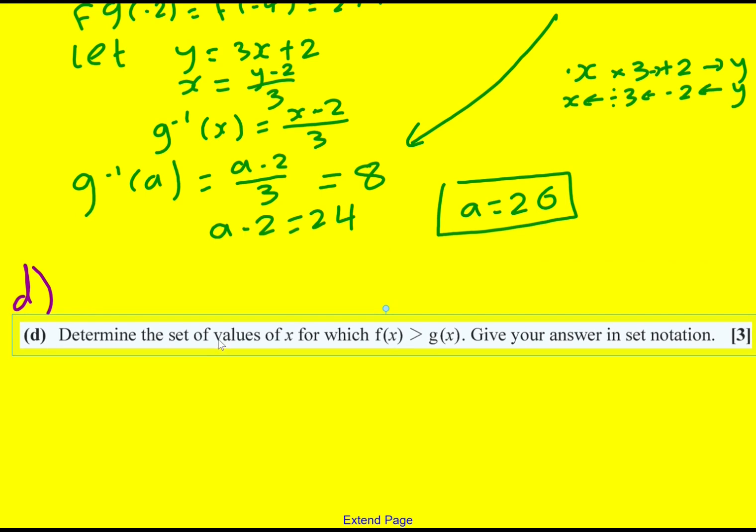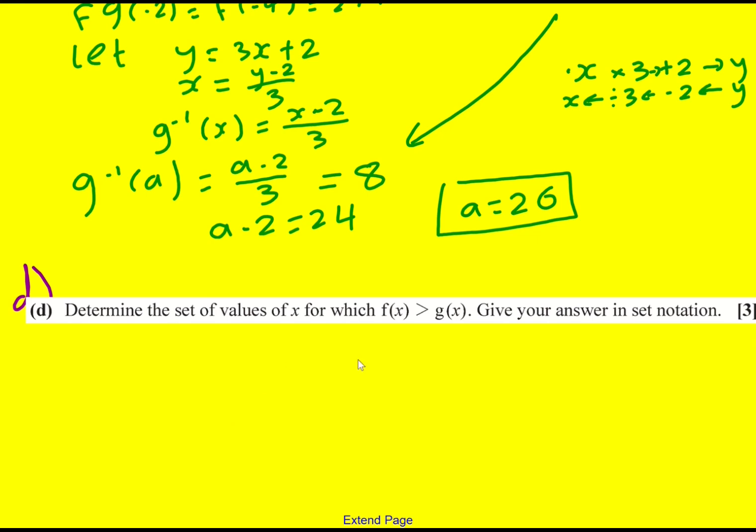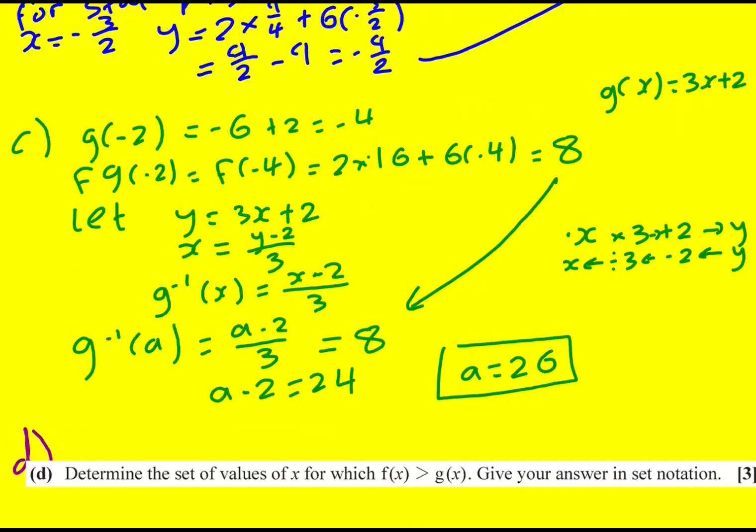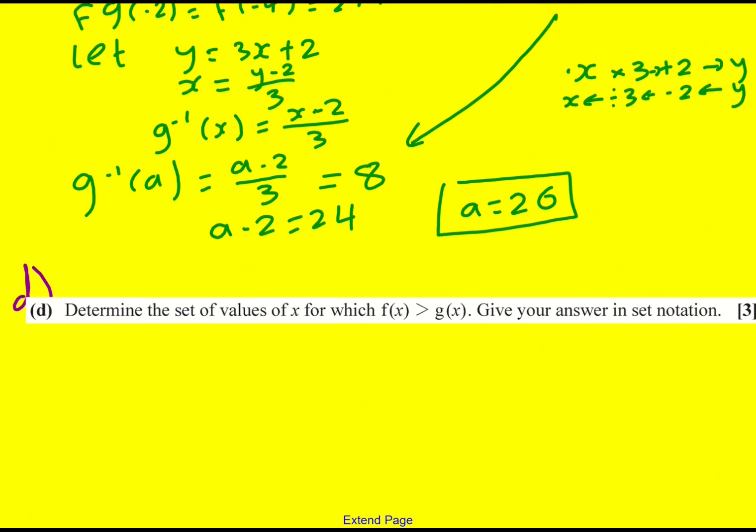We're asked to determine the set of values of x for which f of x is greater than g of x. So remember from the start, we had f of x is 2x squared plus 6x. I'm interested in where this is greater than 3x plus 2. We have ourselves a quadratic inequality. So I'm going to do this without a calculator, and I'll show you how I could do it with. So 2x squared, we can minus the 3x, so plus 3x minus 2 is going to be greater than 0.